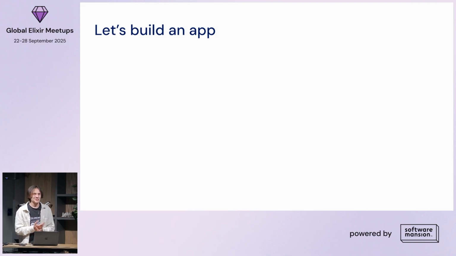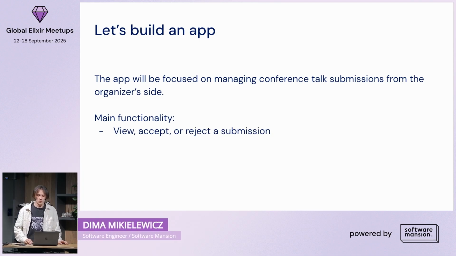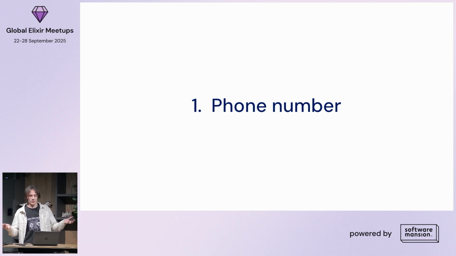So regarding the search, let's build an app so we have an example we can derive our things from, and we can actually have some problems to solve, because I think that if we don't have problems, then we don't need to do anything, right? So our app will be focusing on managing conference talk submissions, but from the organizer side. Our main functionality will be to view, accept, or reject the submissions, or see all submissions. And the first problem we might want to solve is to be able to search by phone number.